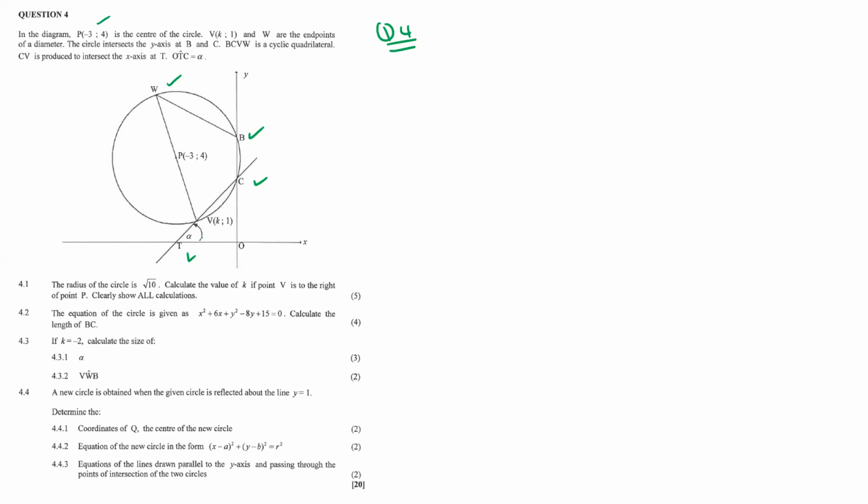Angle OTC is alpha. 4.1 now. The radius of the circle is the square root of 10 units. Calculate the value of K if point V is to the right of point P. Clearly show all calculations for 5 marks.